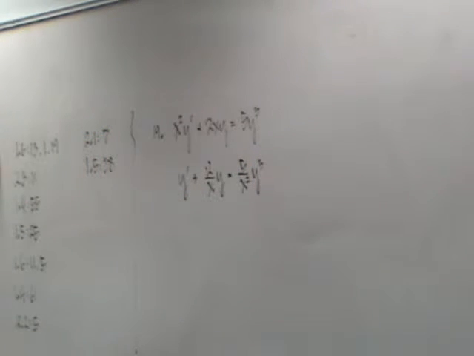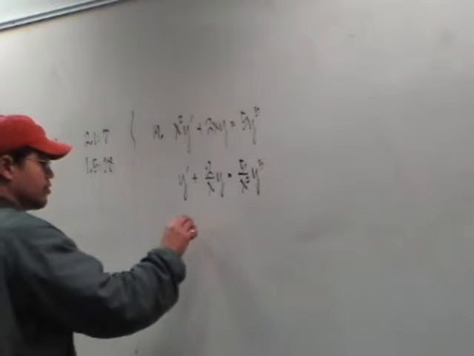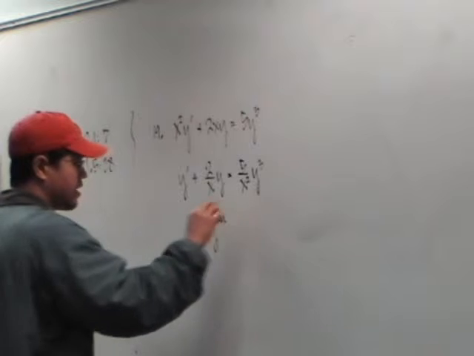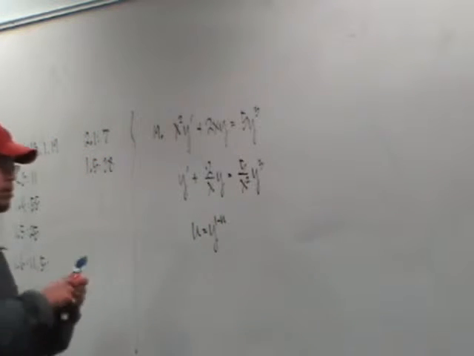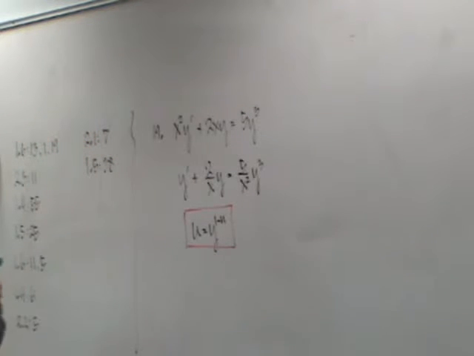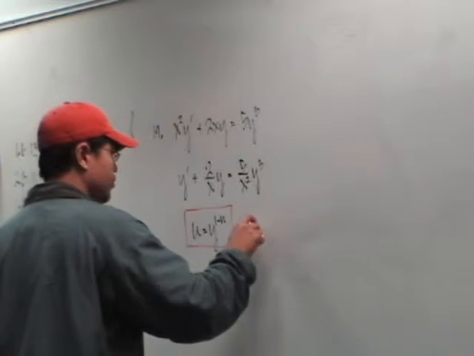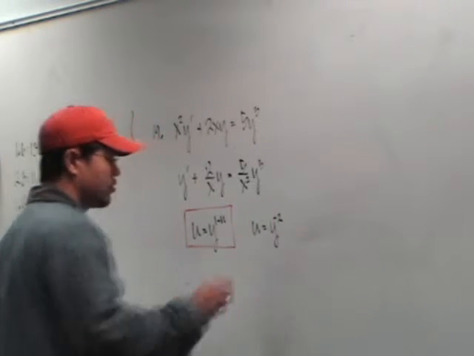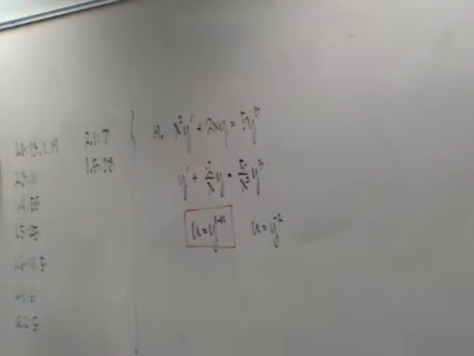If you recall Bernoulli, what was the substitution that you need to make here? u is equal to y to the 1 minus n. So that is your substitution. You need to make that substitution. In other words, u is equal to, in this case, y to the negative 2. That's the substitution that you make.